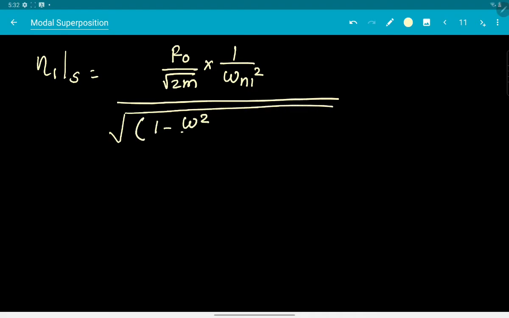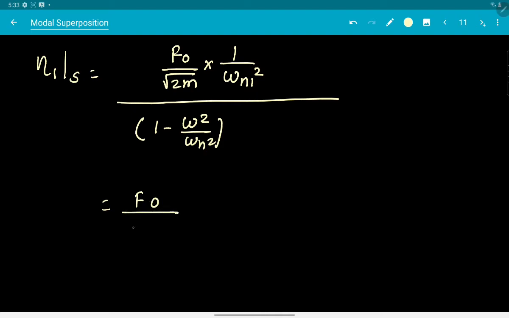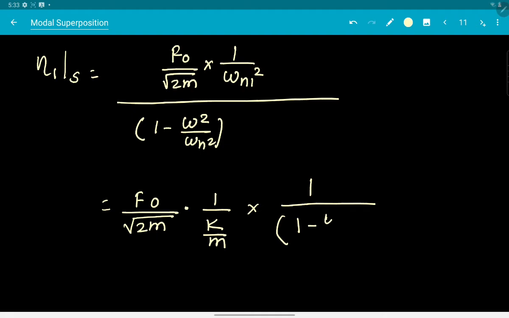Divided by the square root of 1 minus omega square by omega n square, plus you have that 2 xi eta term sitting. We don't have xi, so we are considering only this part. So the square root and this square will go, and this is what you are going to get, which will be equal to f0 divided by square root of 2m into 1 over k by m, multiplied by 1 over 1 minus omega square by omega n1 square.